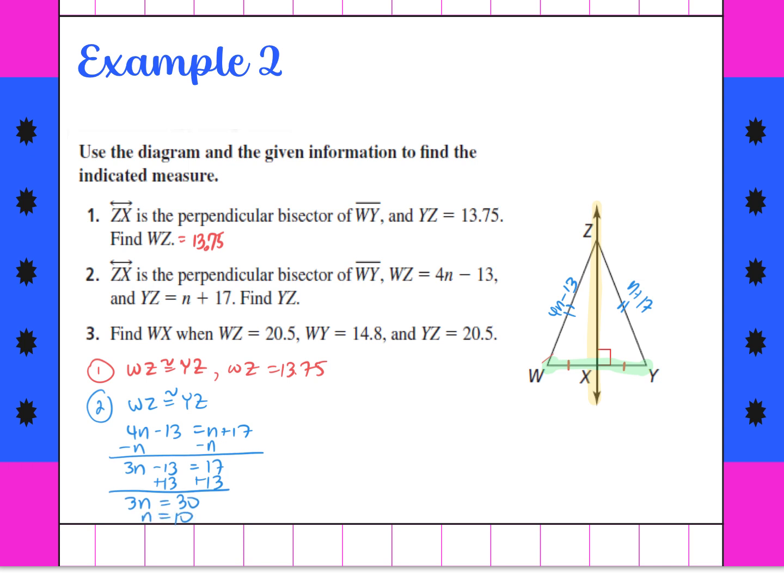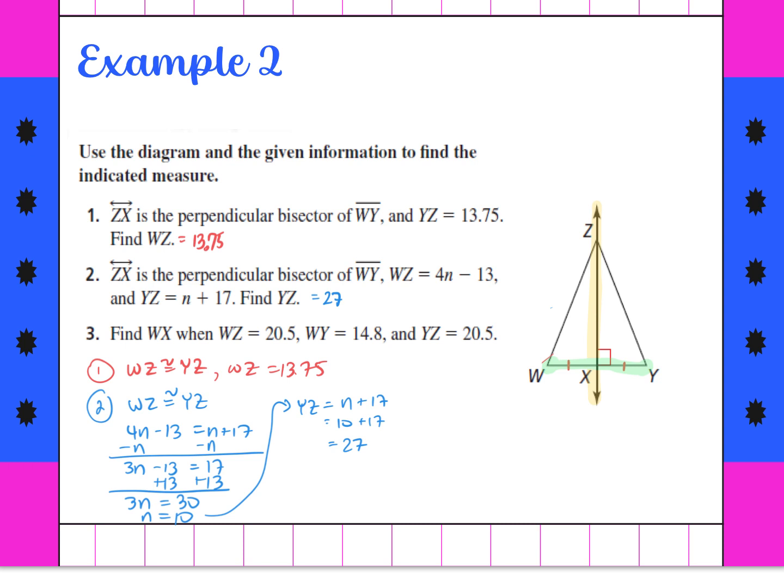So again, they don't want n, they want YZ. So YZ is n plus 17. So 10 plus 17 equals 27. So I know that YZ equals 27 units, whatever those units are. And then the last problem I'm going to solve is going to be number 3. Let me again erase this information, and I'm going to start here.